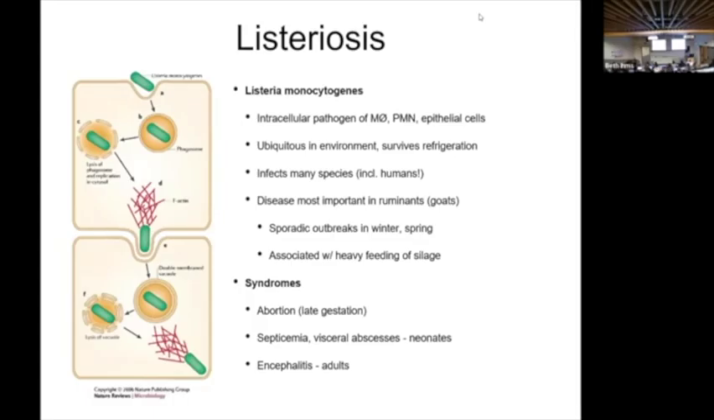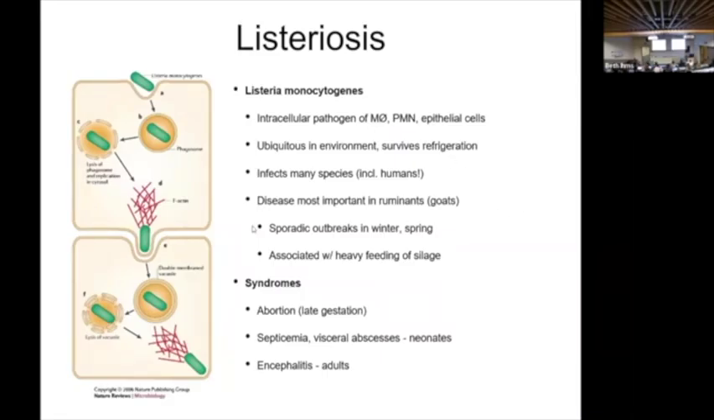Foodborne illness. There was a big outbreak with cantaloupe a couple years ago. Does everybody remember that? Killed a bunch of old people. That was Listeria. So this is a human pathogen. This is potentially zoonotic. Natural disease is most important in ruminants. We see it a lot in goats. Deli meats, yeah. Don't eat anything refrigerated while you're pregnant. Cantaloupe, soft cheese, deli meats.